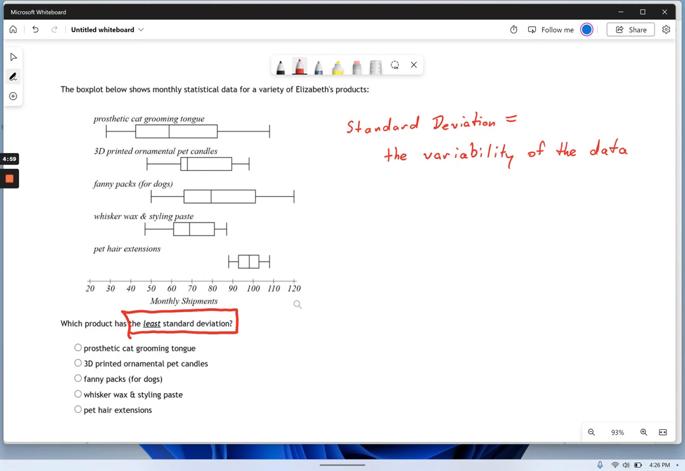This one might look a little complicated, but it really is very simple if you know what standard deviation means. Okay, that's the point of the problem right there. Which one of these data sets has the least standard deviation? So let me explain what that is real quick.